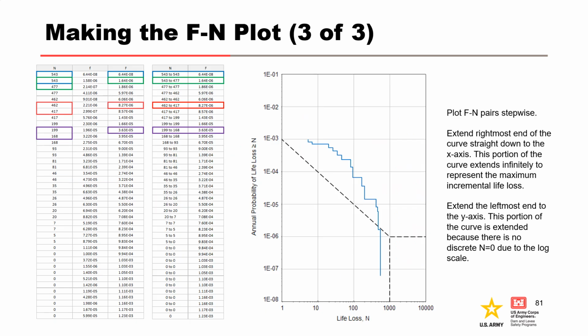The last step is to plot the data stepwise. The first cumulative probability is plotted with the first two N's. The second cumulative probability is plotted with the second and third N's, and so on and so forth. Once finished, extend the rightmost end of the curve straight down to the x-axis and the leftmost end over to the y-axis. The curve extends infinitely downward and represents the maximum incremental life loss. The curve is also extended to the left because there is no discrete point for n equals 0 because of the logarithmic scale.